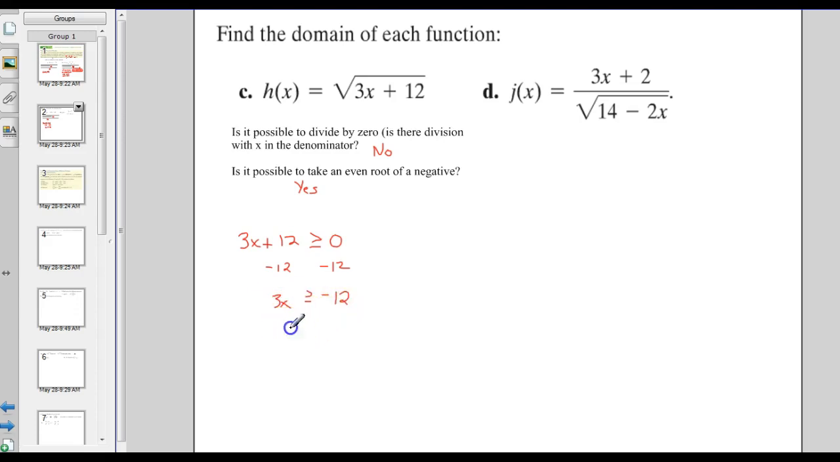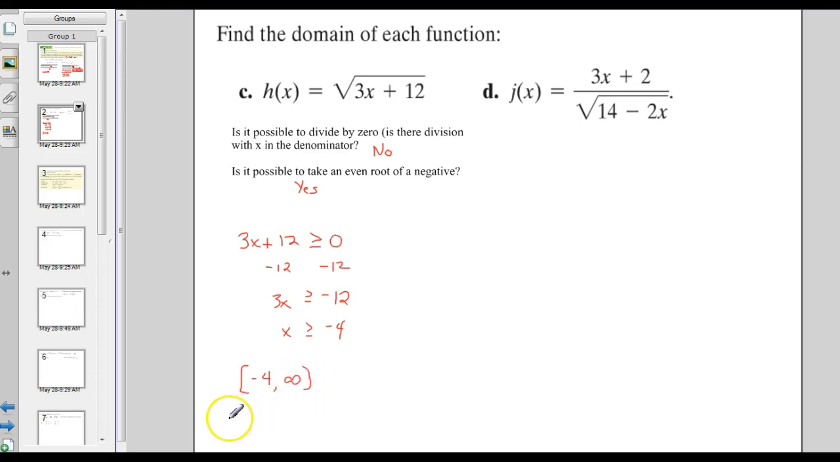Divide both sides by 3. I get x is greater than or equal to negative 4. So there's my domain. The x values that go into this thing have to be negative 4 or bigger. And the way we write that as an interval is bracket because of the or equal to. Negative 4, and then everything bigger than that goes to infinity. So there's our domain in interval notation.